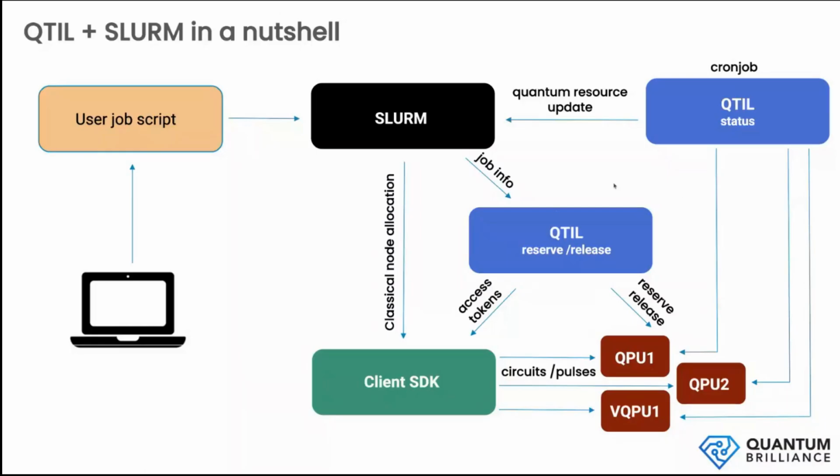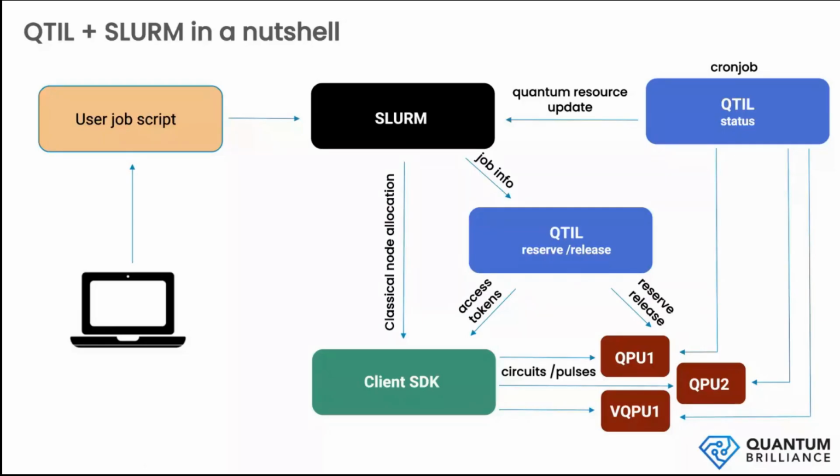Then Qtl will make a reservation, will check if it's possible, of course, and once it makes the reservation, as I mentioned in the previous steps, it will send the access token to the node where the client SDK is, because Slurm in the process will also do a classical node allocation if needed, of course, and usually when you work with client SDKs, it is needed. But if you send, for instance, direct OpenQASM scripts or circuits that are fully understood by the QDK API, then you may not need the client SDK.